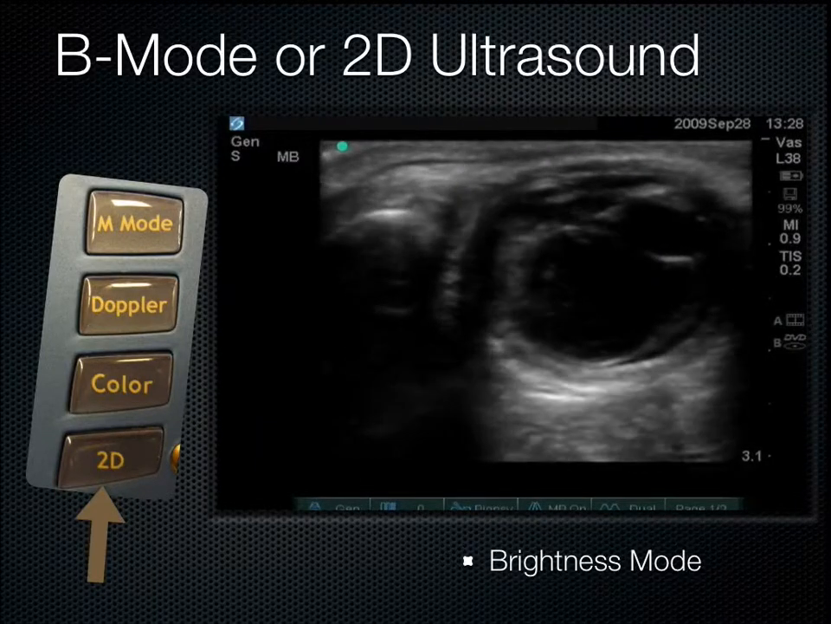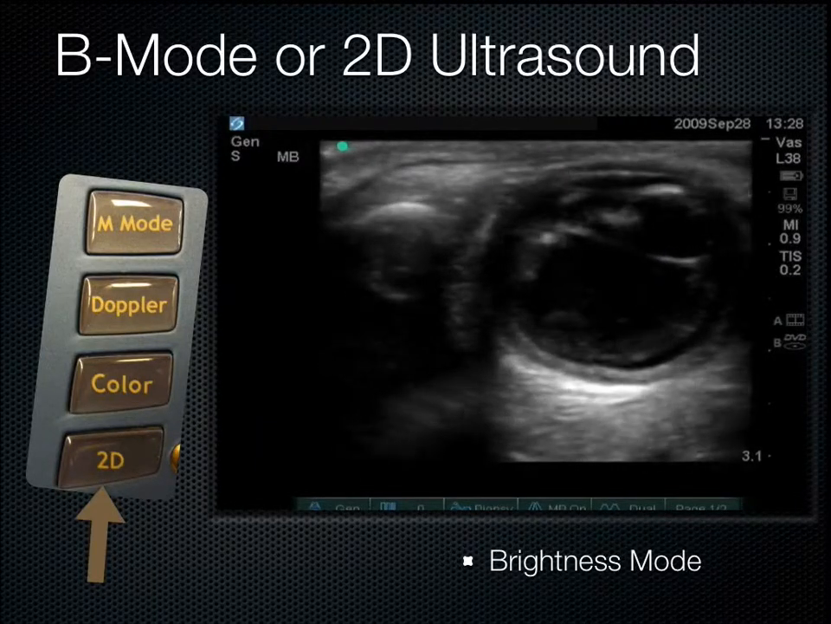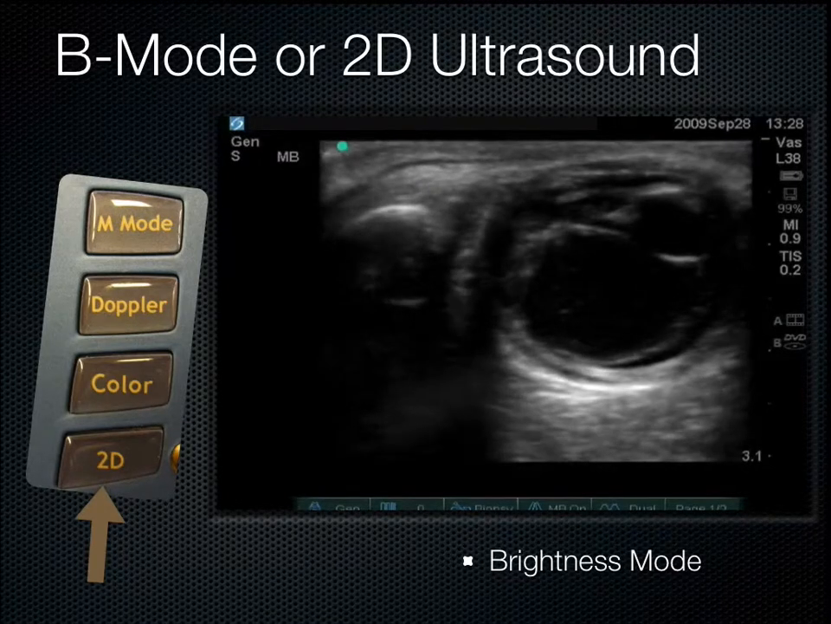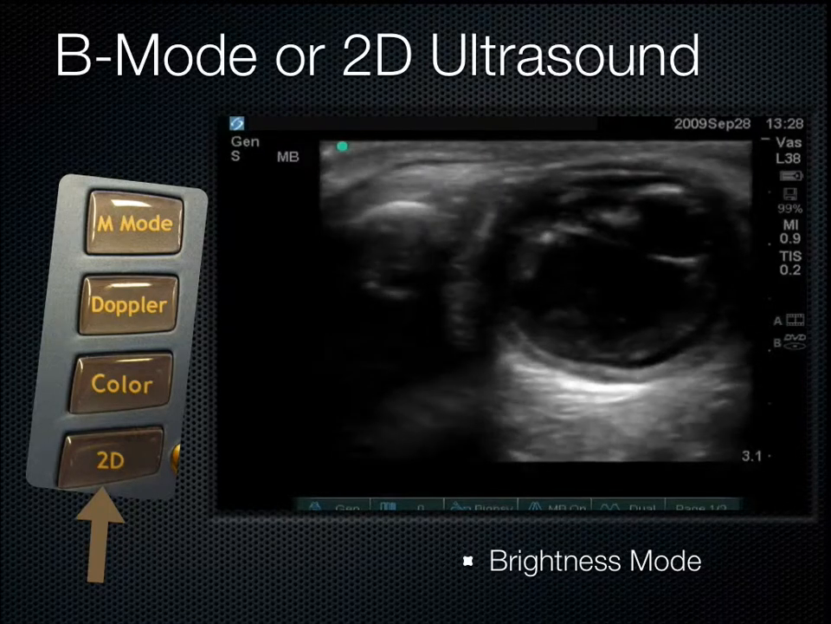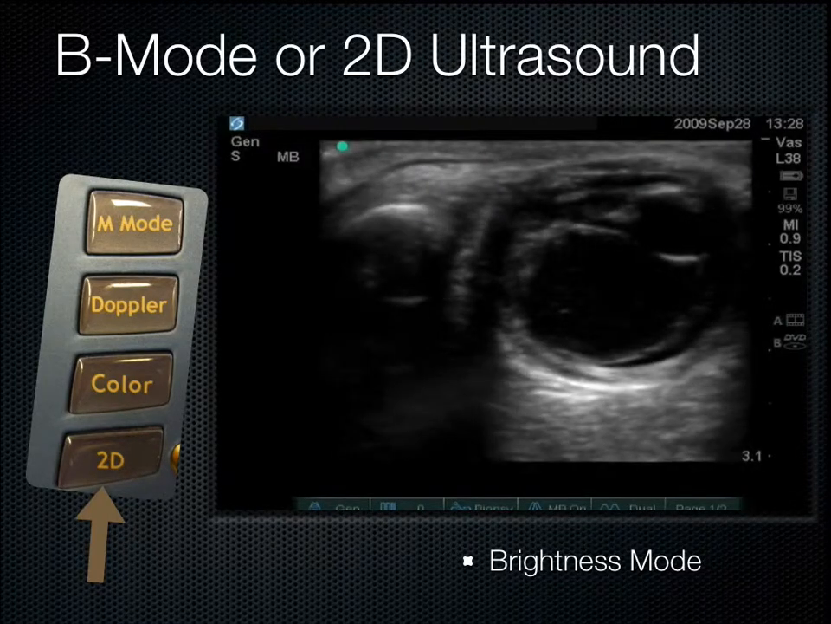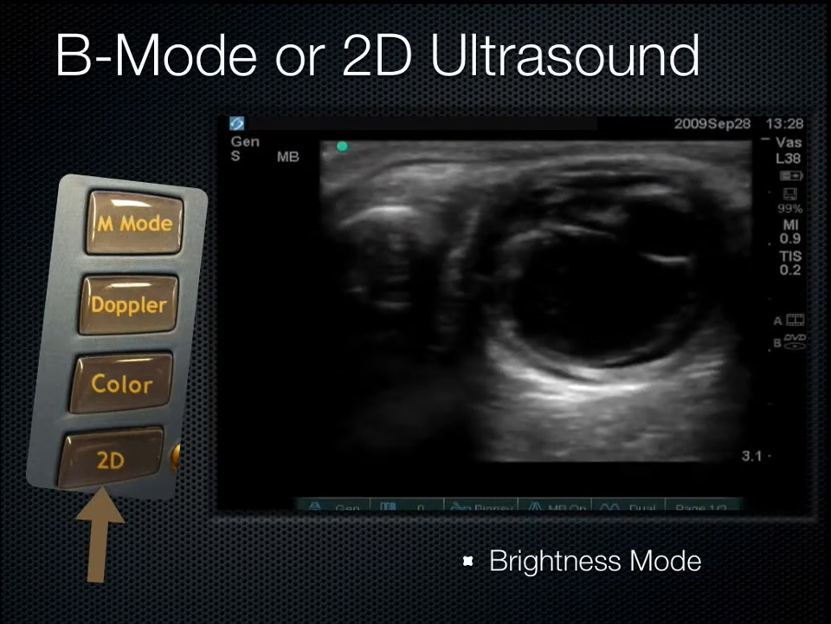And the first button you may come across would be the B mode or 2D ultrasound button. You simply press that button and that resets the ultrasound machine, gets it back to white dots on a black background. And that's called the brightness mode.